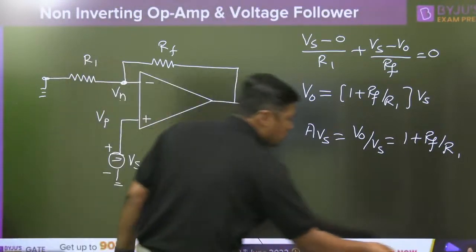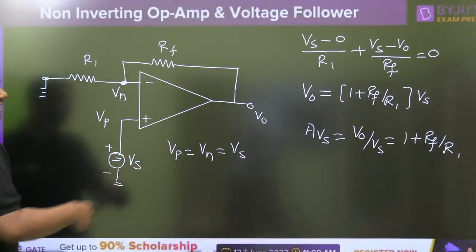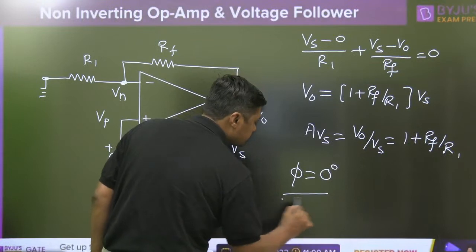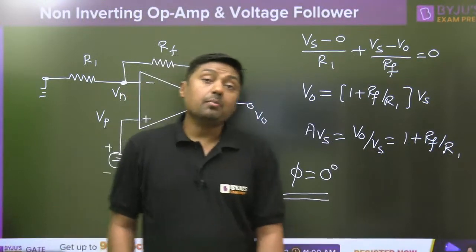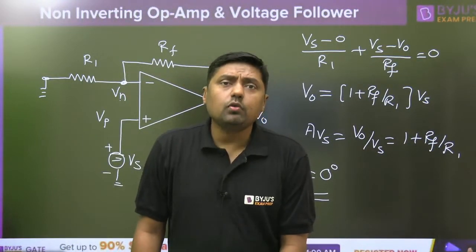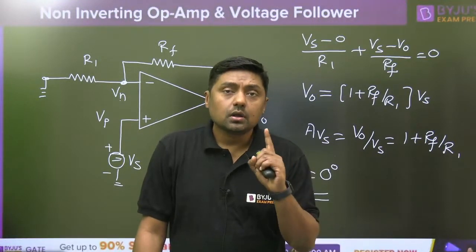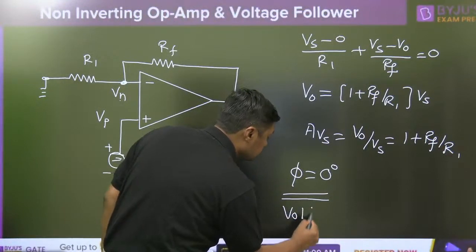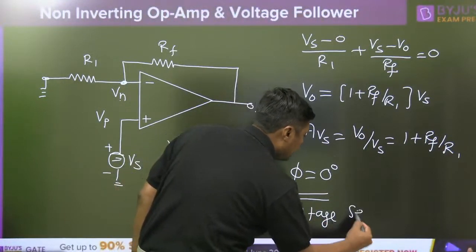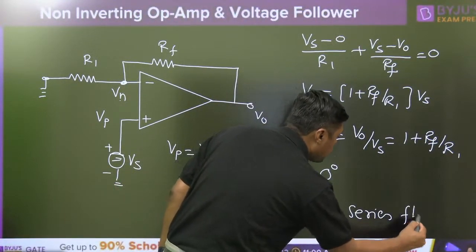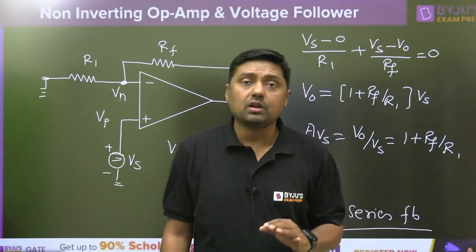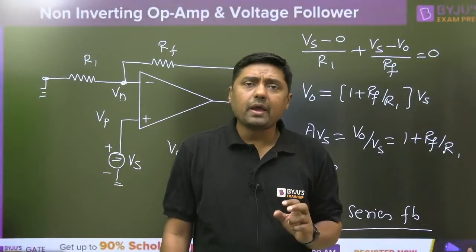Now try to solve this question. Everyone give me the answer for this question. 1 plus RF by R1 is the gain. Phase shift is 0 degree. Right. Remember, in case of non-inverting operational amplifier, the feedback mechanism is voltage series feedback.